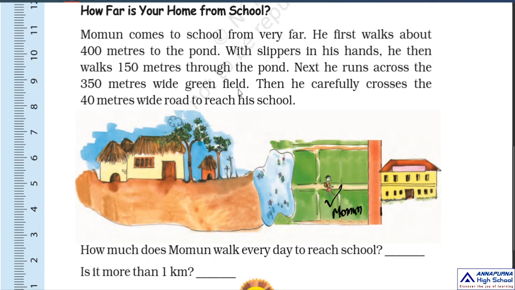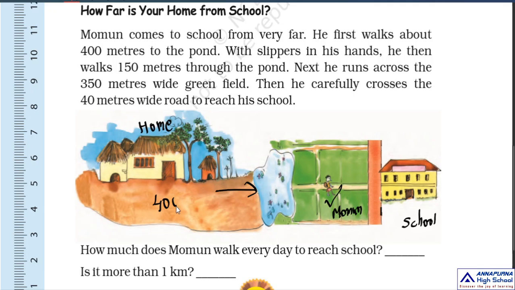He first walks about 400 meters to the pond. Look at this, this is the pond. These are fields and this is a road. This is his school, and this is his home, here. So first he walks about 400 meters to reach the pond. To reach this pond, how many meters does he walk?